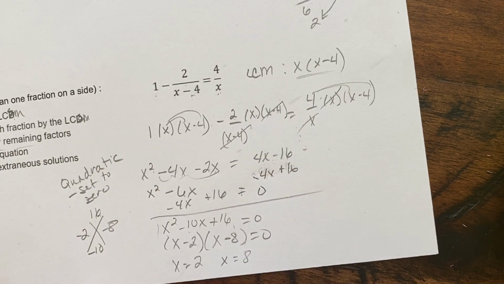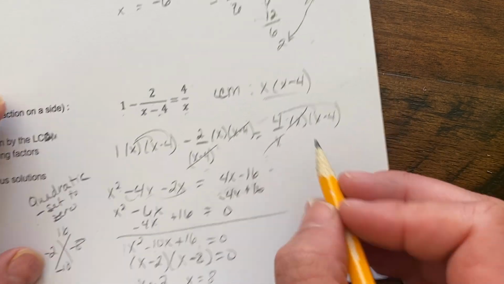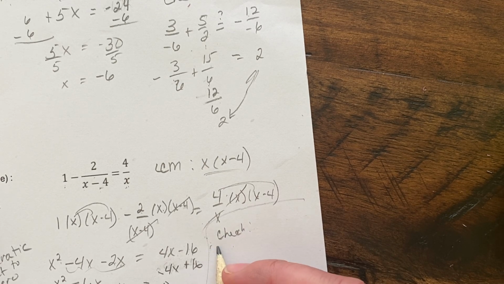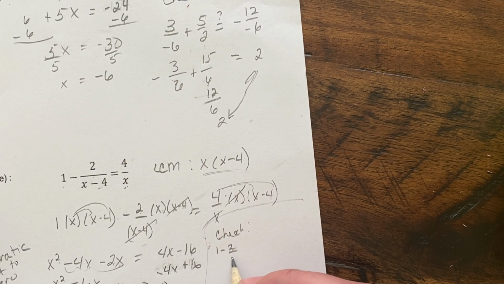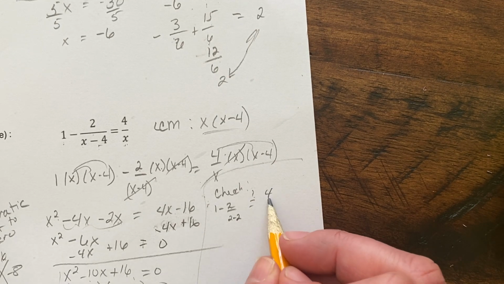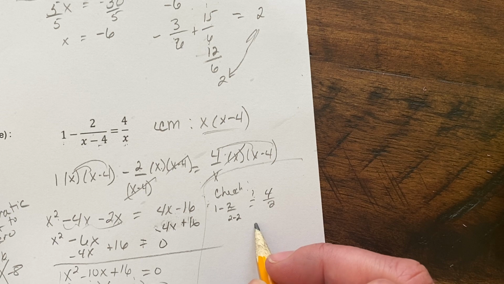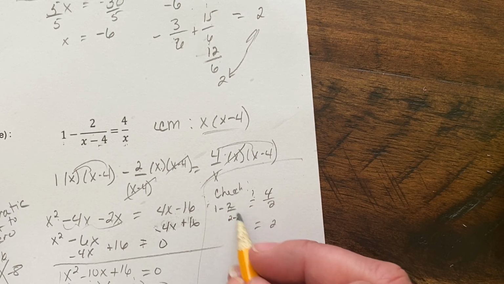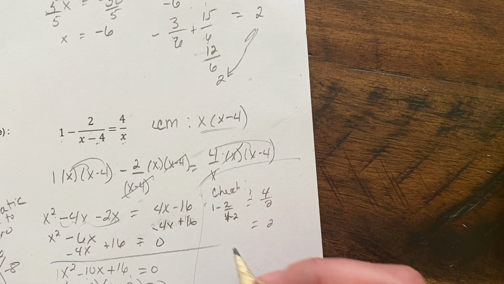And again, you do want to check those. Go back to that original. I'm kind of squeezing it over here. So you get 1 minus 2 over 2. Does that equal 4 over 2? 4 over 2 is 2 over here. Oops, I meant to put a 4 there. That makes sense.